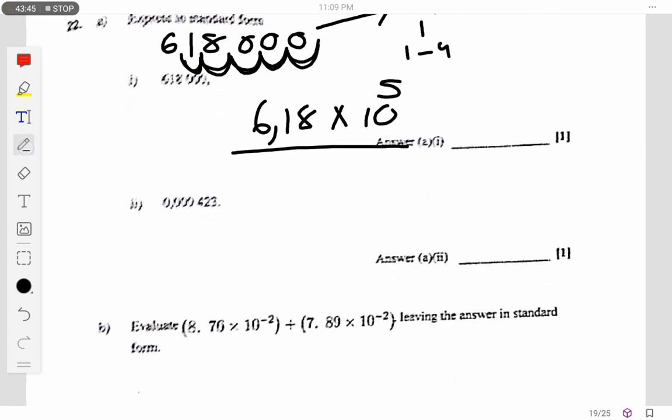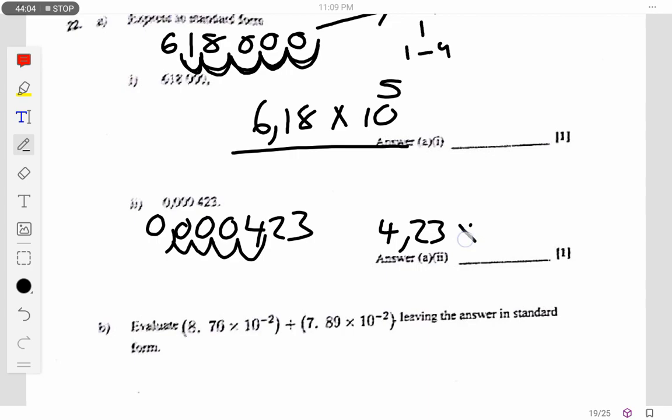Then the next one is 0.000423. So this one, we are going to move this direction. When we are moving this way, our power is going to be negative. So we have 1, 2, 3, 4. So it's going to be 4.23 times 10 to the power of minus 4, like that.